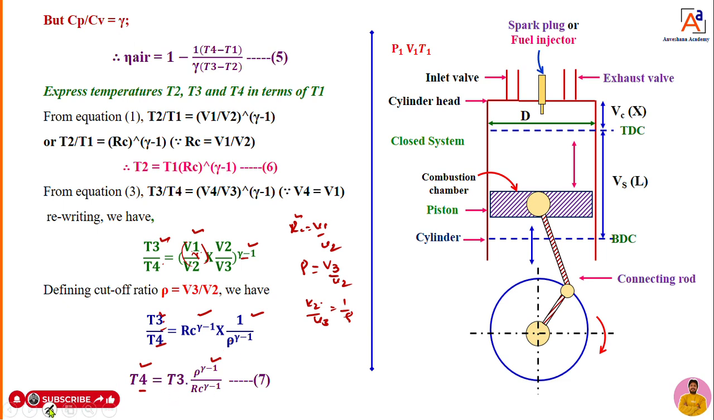The value of T4. Now how many temperatures have I calculated? Because to get the efficiency of the diesel cycle, I should know all the temperatures. T4 I have calculated. But one thing, the T4 is in terms of T3. You express all T4, T3 and T2 in terms of what? T1 only. But it is in terms of T3. I will do simplification and express this T4 in terms of T1 only. That I will explain.